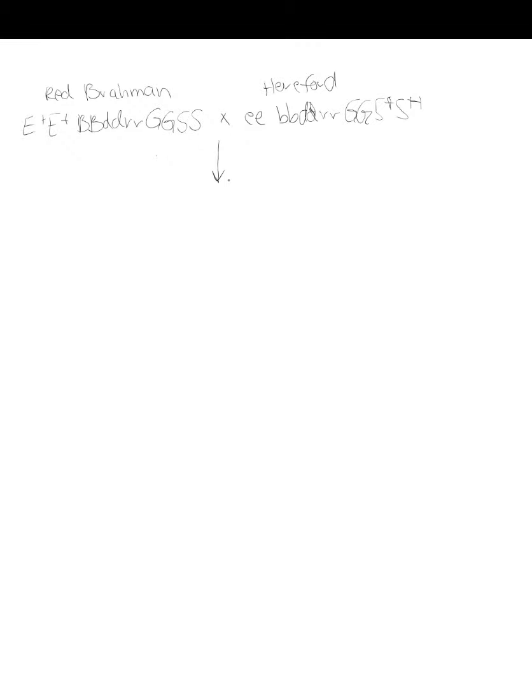So whenever we cross these, we'll get an E plus from our red Brahman bull, and then a little e from our Hereford, big B from our Brahman, a little b from our Hereford, and then big G, and then one big S from our Brahman, and an SH from our Hereford.